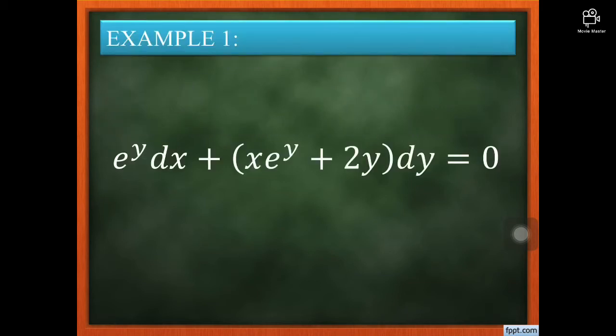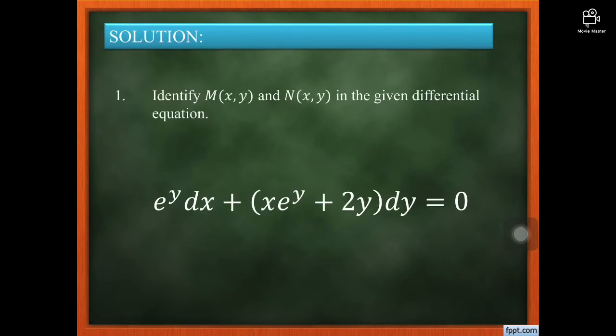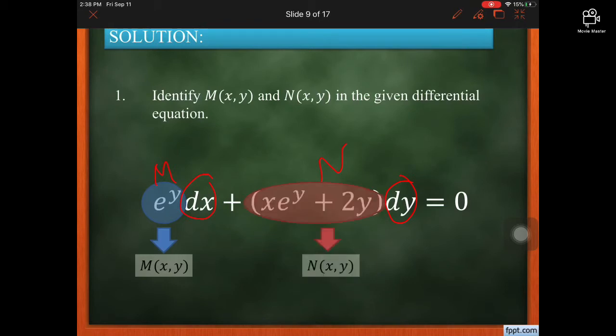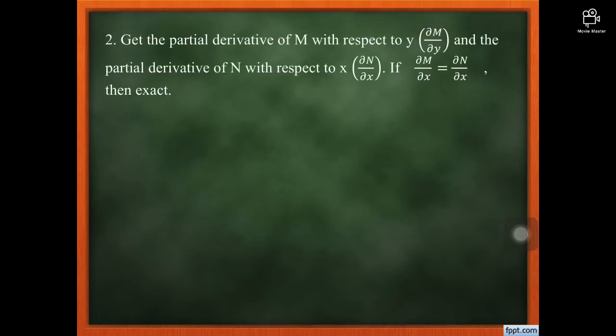So for the first example, we have this equation, and we need to identify which is M and which is N in the given differential equation. We have already agreed that any function with dx is called our M, and any function with dy is called our N. So in this example, we have e raised to y as our function M, while the function N is the quantity x e raised to y plus 2y. Now we are done identifying, so we can proceed to the second step, which is to derive the function M with respect to y and to derive the function N with respect to x.